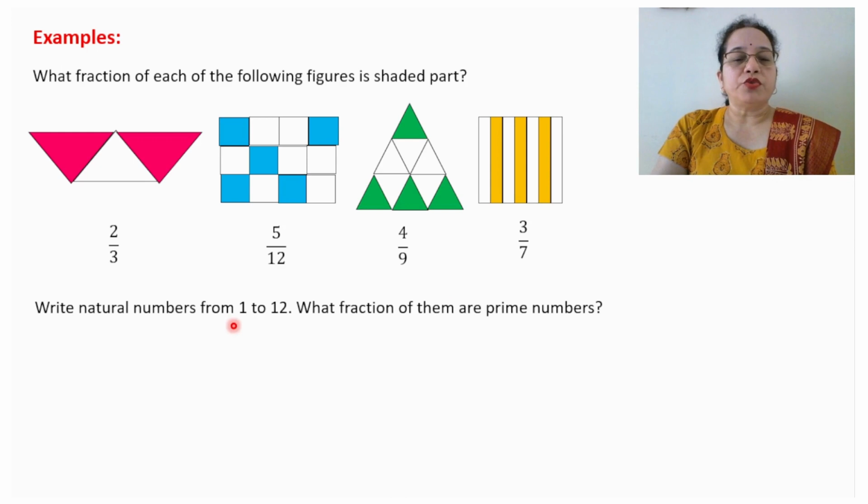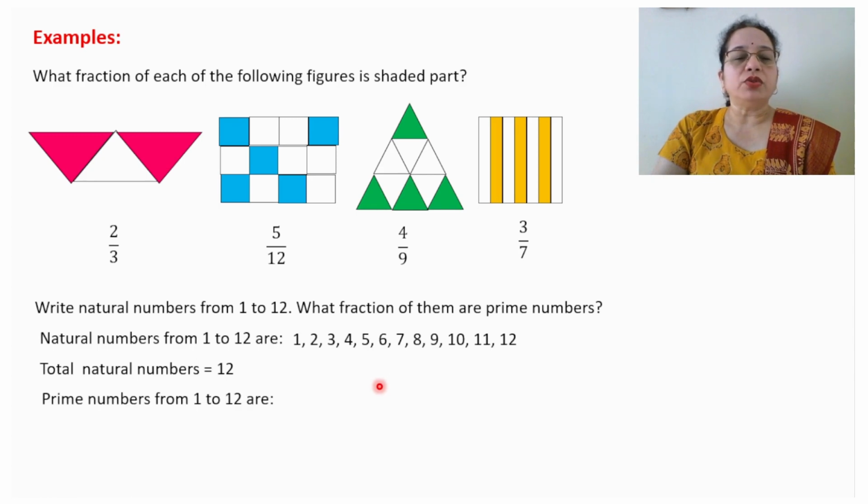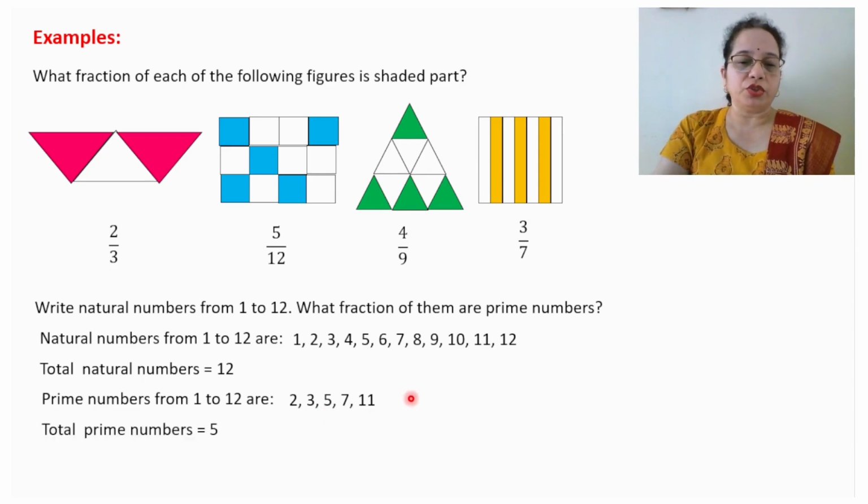Write natural numbers from 1 to 12 and what fraction of them are prime numbers. So the natural numbers from 1 to 12 are 1, 2, 3, 4, 5, 6, 7, 8, 9, 10, 11, 12. So count these numbers. So total natural numbers are 12 in this particular question. Out of this, you are supposed to find out the prime numbers. So which are the prime numbers over here? 2, 3, 5, 7, 11. So how many prime numbers are there? 5 prime numbers are there in the particular question.